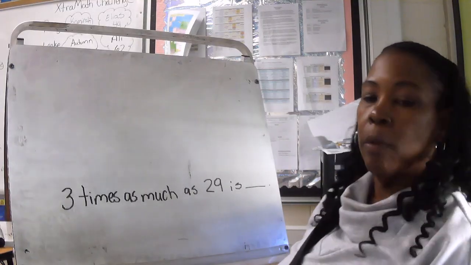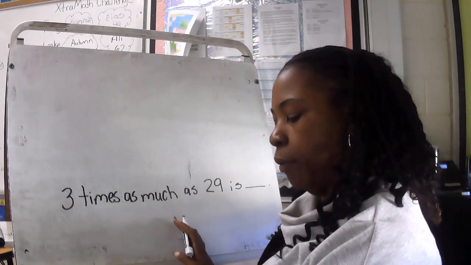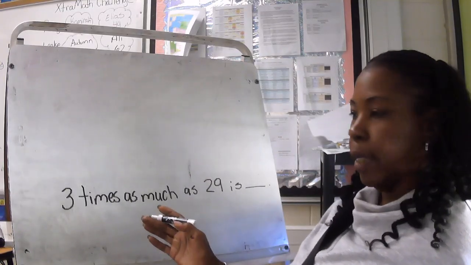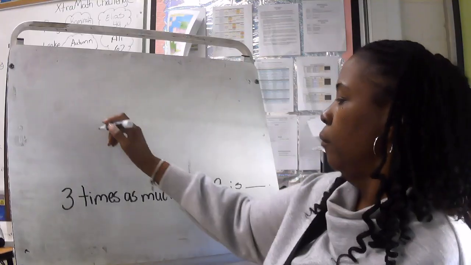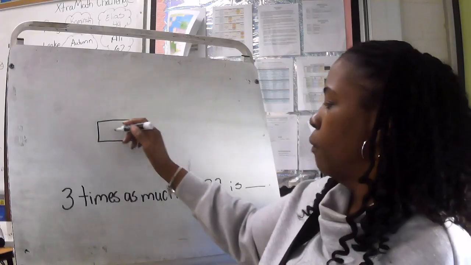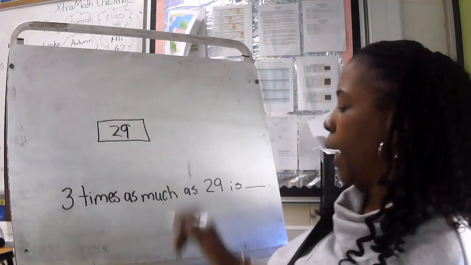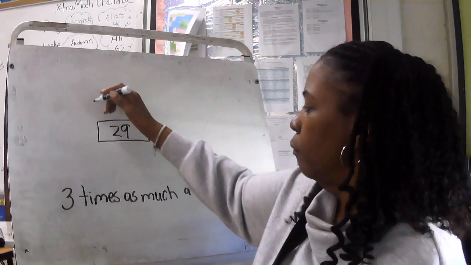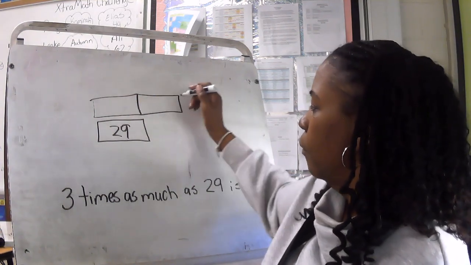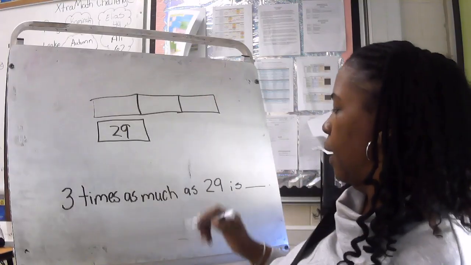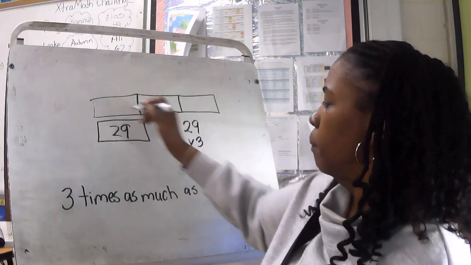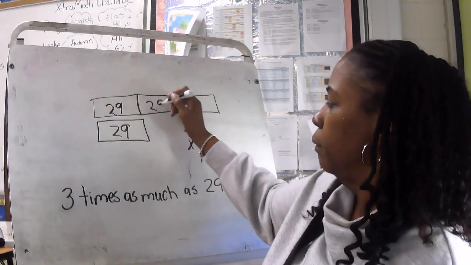Okay? So, we also have this. I believe this is our number 5. 3 times as much as 29 is. Okay? One way we can do that is we're going to draw a tape diagram. So, we have 29. Well, if we have 3 times as much, we want to see what that is. So we're going to do 29 times 3 because each one of these is worth 29. Okay?